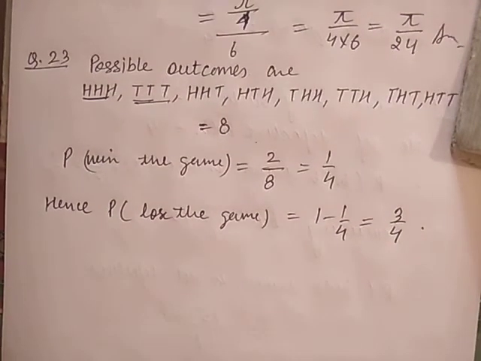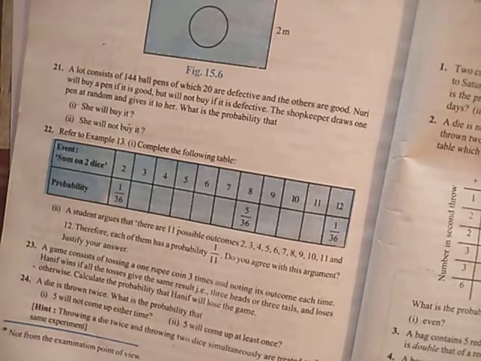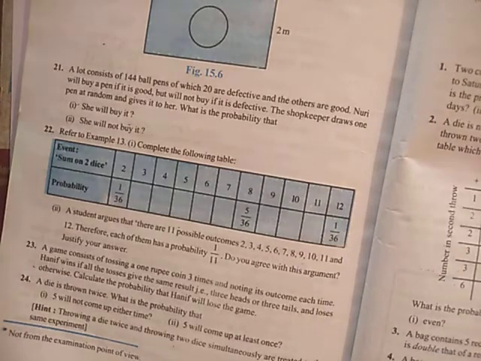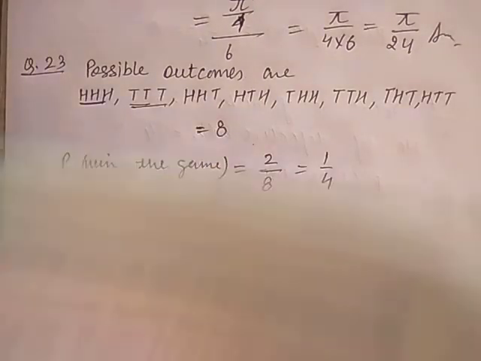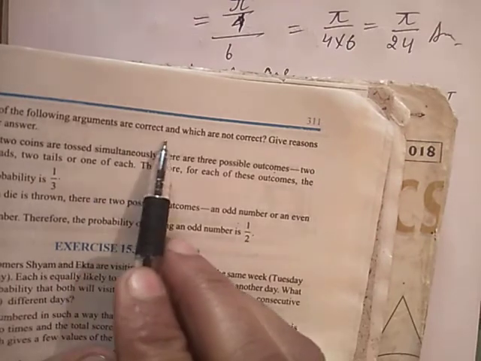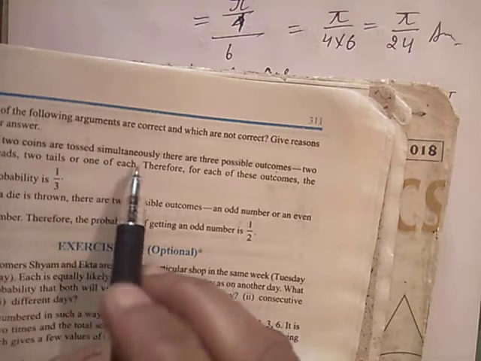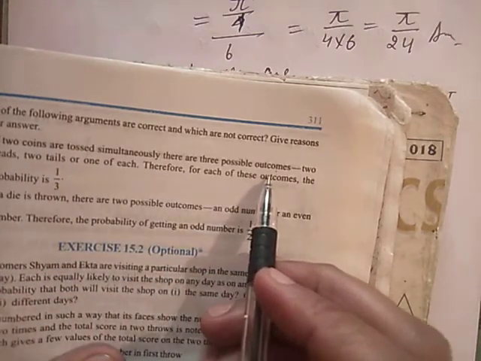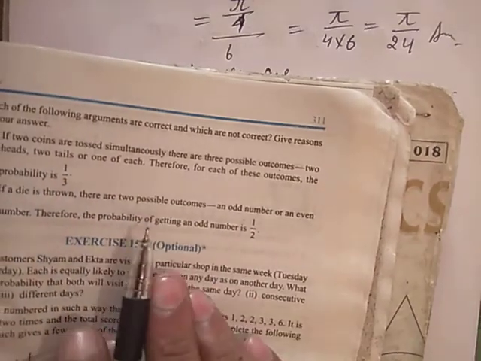Okay. So now question number 24 is again a very simple question. You can do it by yourself. And last we have question number 25. The last question of this exercise is question number 25. Which of the following arguments are correct and which are not correct? Give reasons for your answer. If 2 coins are tossed simultaneously, there are 3 possible outcomes: 2 heads, 2 tails, and one of each.